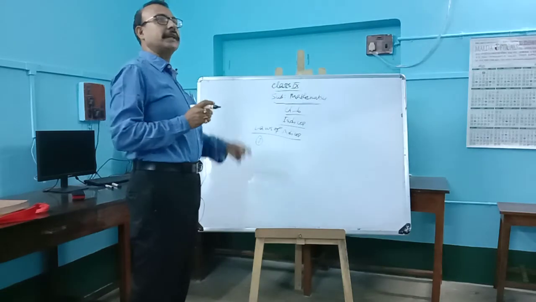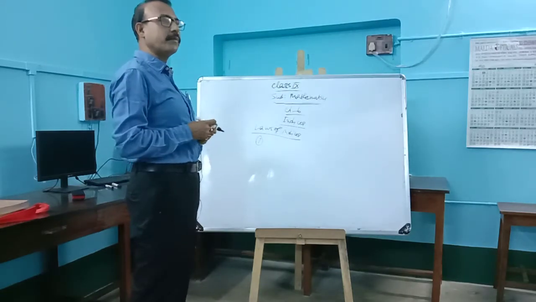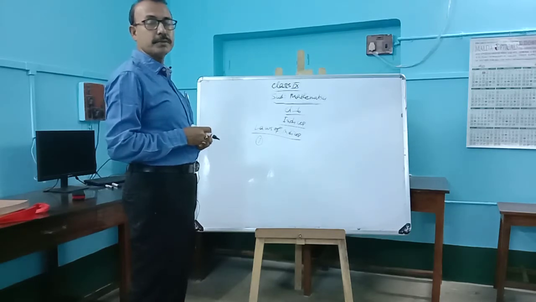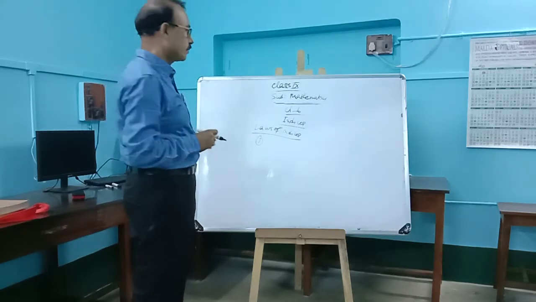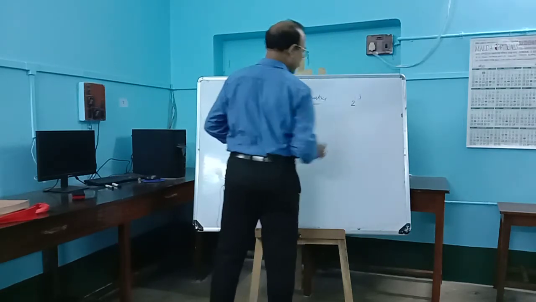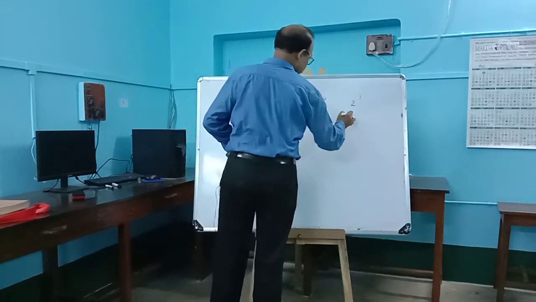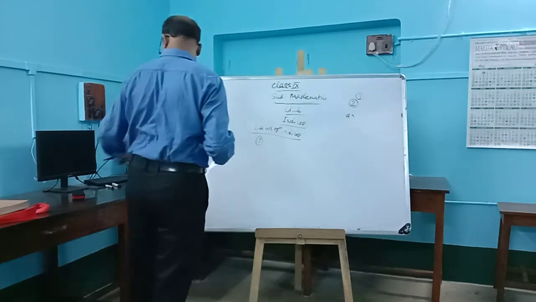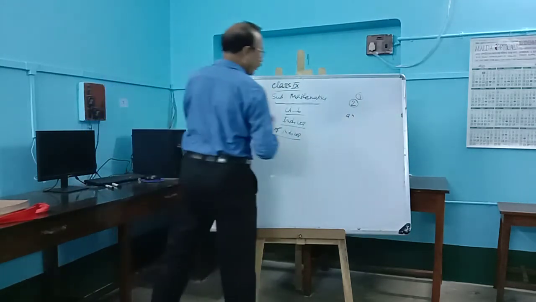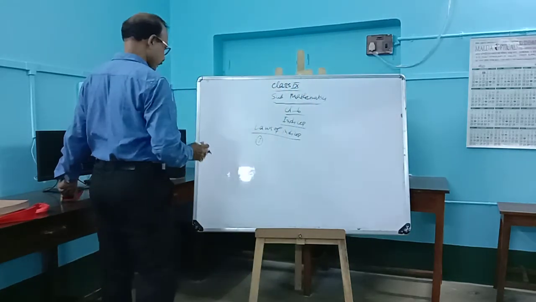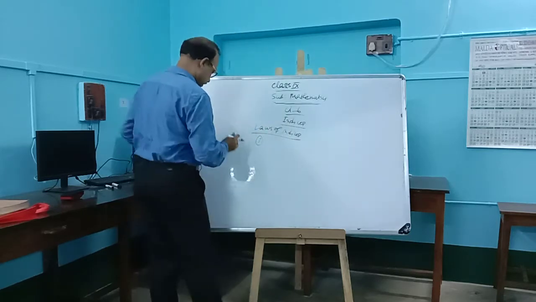Indices generally deal with the type of problems we are going to solve, which are in exponential form. The exponential form is 2 to the power 3, a to the power x. Here 2 is the base, 3 is the power. Numbers in base and power form are generally included in the chapter indices.